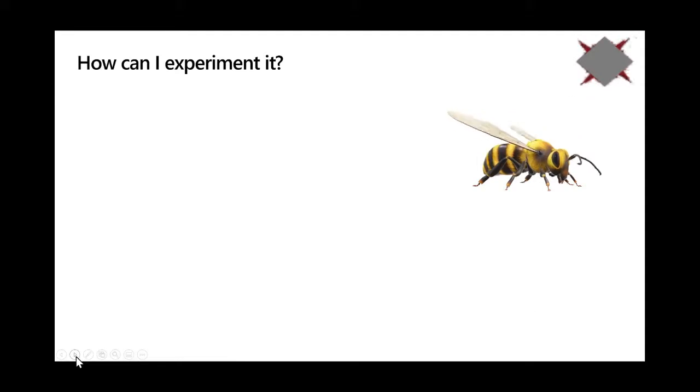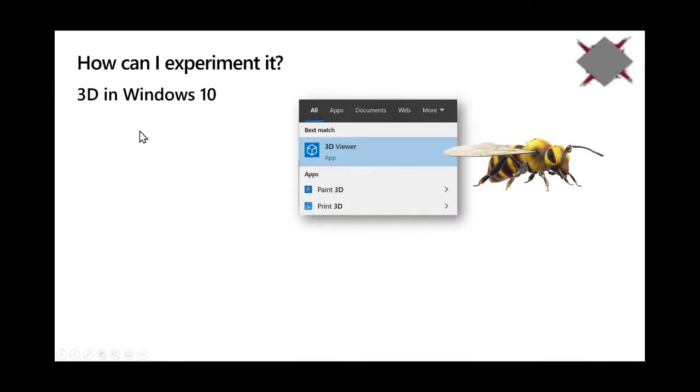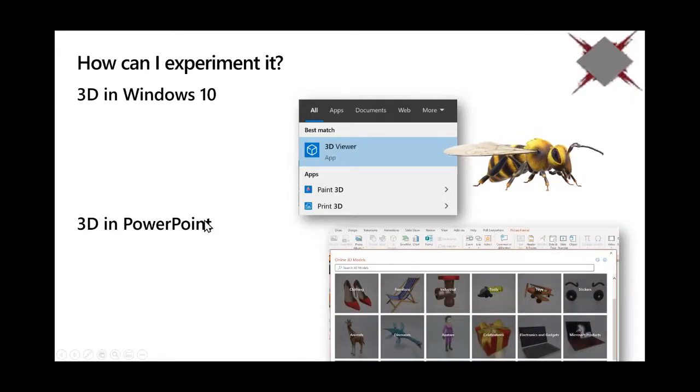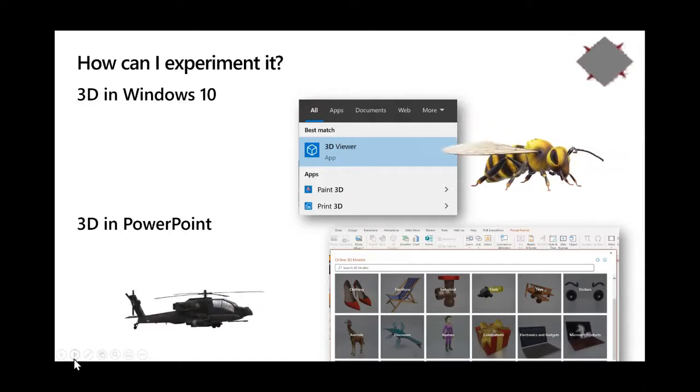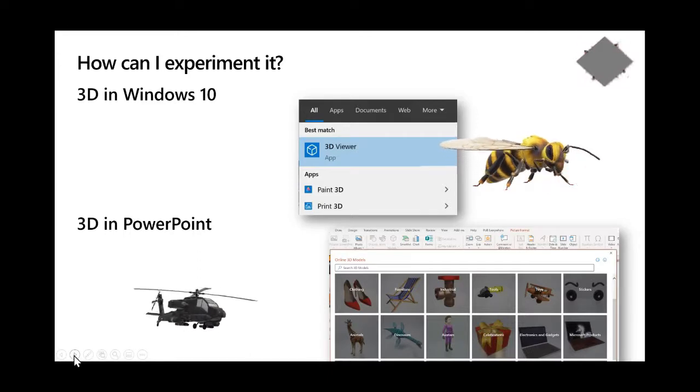How can you experiment with it? It's very easy to experiment in Windows, because in Windows 10 you have three 3D tools available for free. The first one is 3D Viewer. If you open the 3D Viewer option, you will be able to manipulate and play with the bee on the right. As I said, in PowerPoint you have a very rich set of 3D models already available. So you can definitely use them to manipulate the 3D models and play with them directly in your PowerPoint. For example, you can find this very cool helicopter that can be embedded in your presentation.